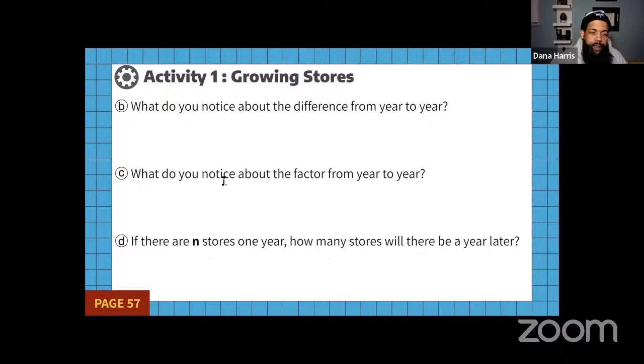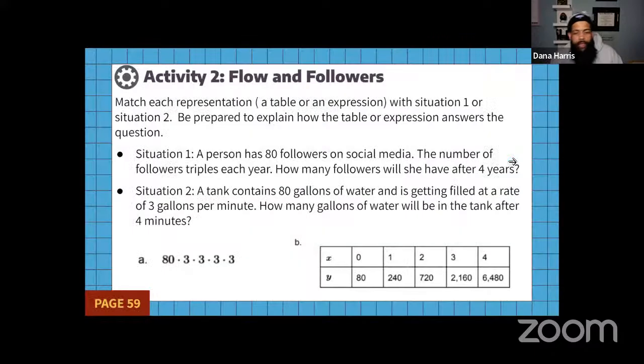All right. This is a place where you can pause, stop, rewind, things like that. But we are going to go to activity 2. It says match each representation with situation 1 or situation 2. Be prepared to explain how the table or expression answers the question. Situation 1, a person has 80 followers on social media. The number of followers triples each year. How many followers will she have after 4 years? Situation 2 says, a tank contains 80 gallons of water and is getting filled at a rate of 3 gallons per minute. How many gallons of water will be in the tank after 4 minutes?